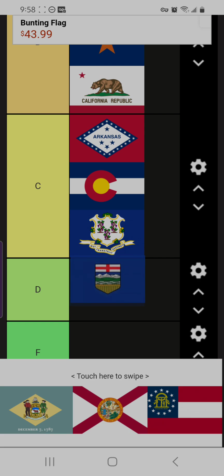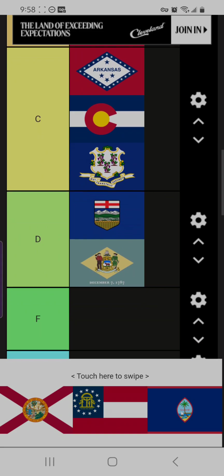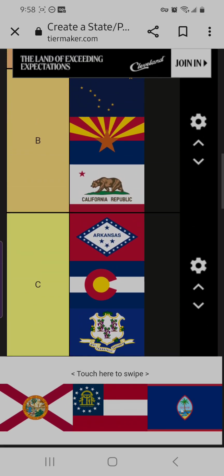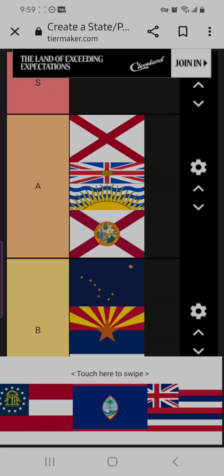But I think it's better than Alabama, but it's on the same tier, D tier. I think it's the same tier with Alabama, but the seal is just okay. It doesn't really change anything. But I do think it does. The seal still really doesn't add anything. So I'm just gonna put it in the same tier as Alabama. Pretty much they look identical.